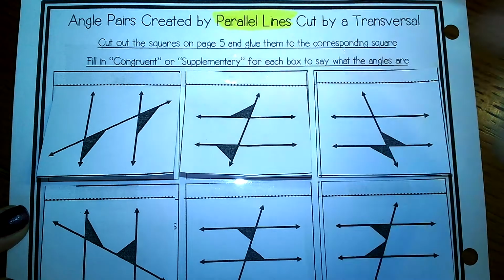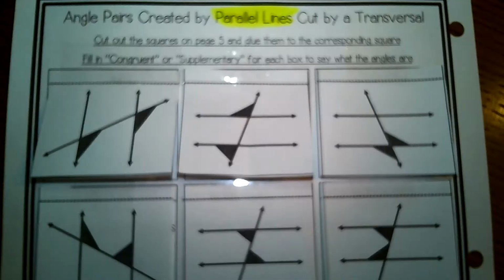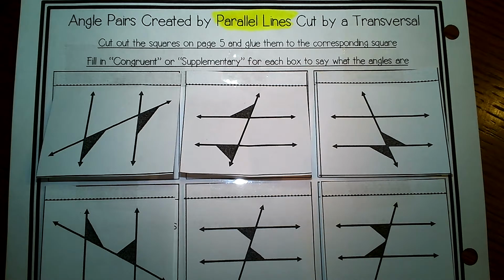Now we're going to add in one more piece to this puzzle. You guys, here we are studying angles created by parallel lines. That was not the case in the first unit. Before, the lines were going all different directions. And now we're talking about lines being parallel.